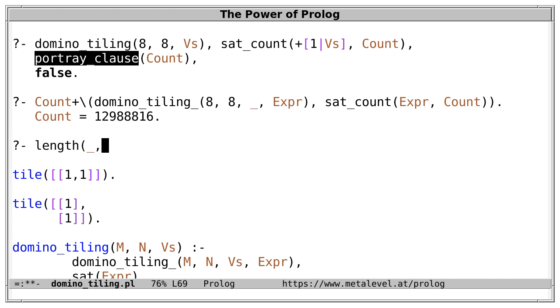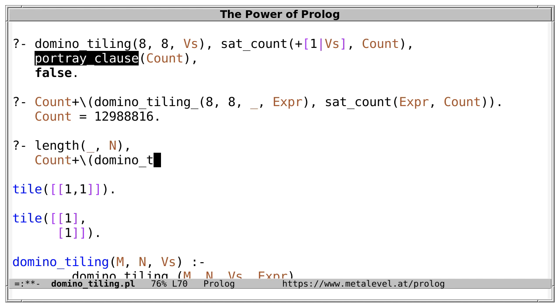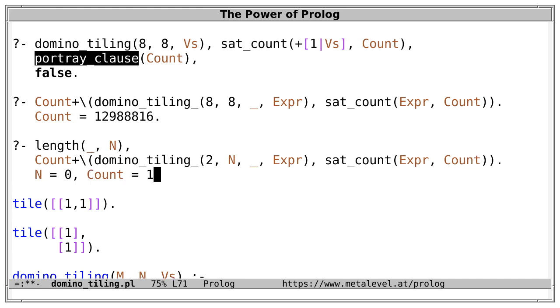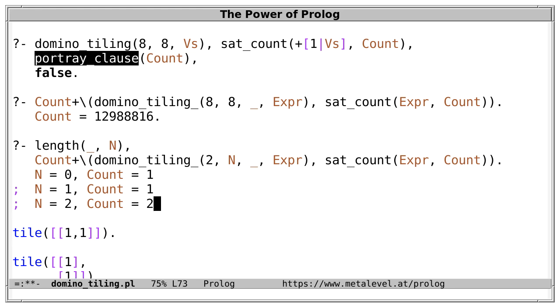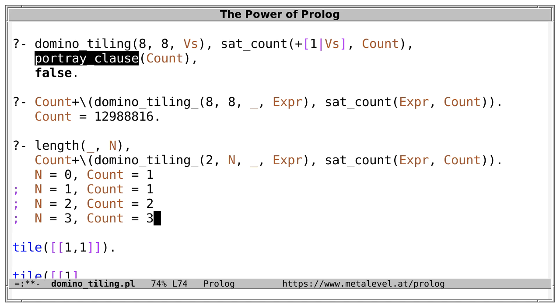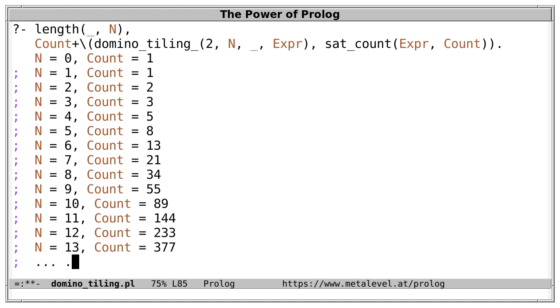Now for comparison, what about the 2xn chessboard for larger and larger n? For an empty board, it's the empty conjunction, and there's exactly one way to make it true, it's already true. For a 2x1 board, we also have exactly one solution, a single domino. For a 2x2 board, there are two solutions, as we already know. For a 2x3 board, there are three, and so on.